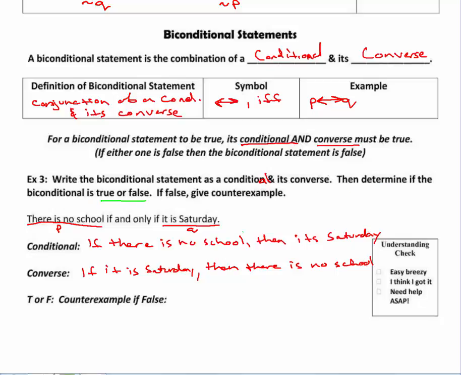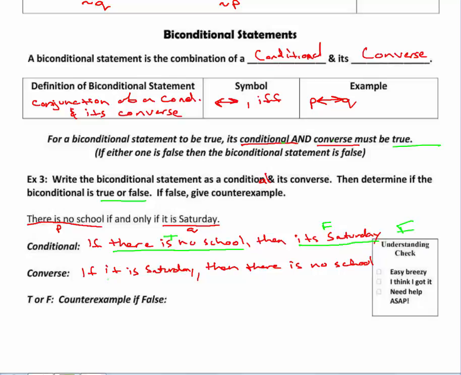Okay, what we need to determine is whether or not the biconditional is true or false. And it's set up here, for a biconditional statement to be true, its conditional and converse must be true. So, conditional. If there is no school, is that possible? Of course. So it's a true hypothesis. Then it's Saturday. That's our conclusion. Well, that's definitely not true, because it could be Sunday. So a true hypothesis and a false conclusion gives us a false conditional.